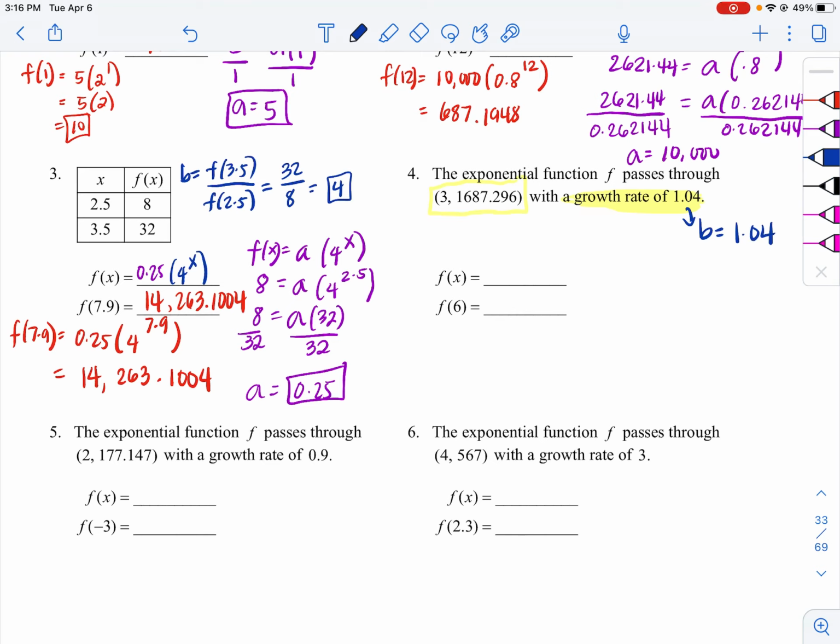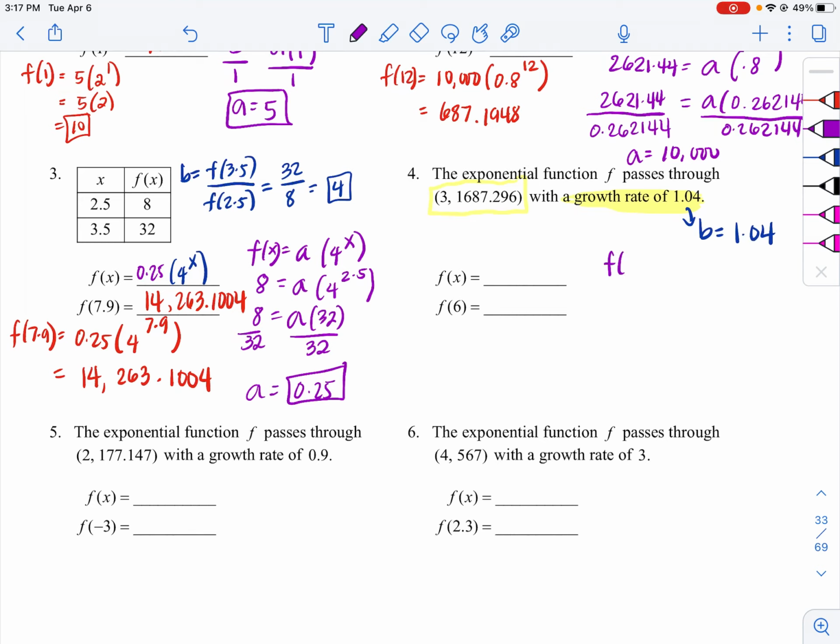Okay? So whenever they say a growth rate or a decay, that means that's where you're going to get your b value. There is just a slight difference on how to get the b value if it says decay, but if it says growth rate, whatever that number or decimal is, that is what you call your b value. So my b here is 1.04. Because my b is already given, I do not have to solve for it. All I have to solve now is my a value.